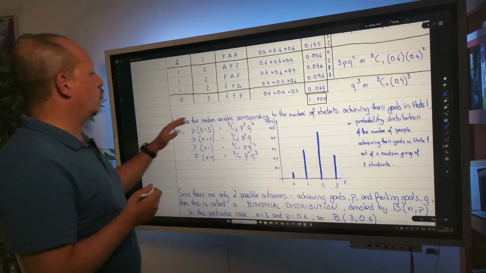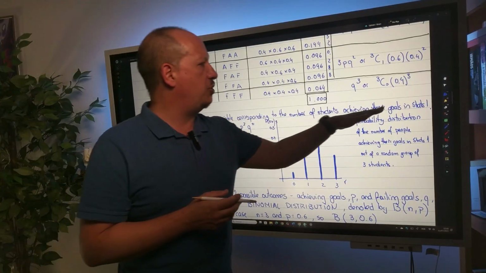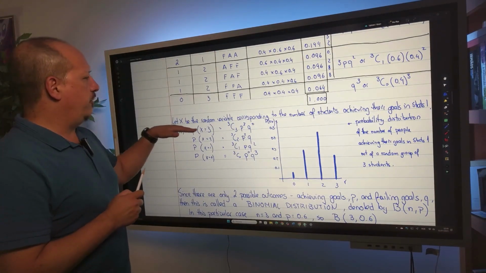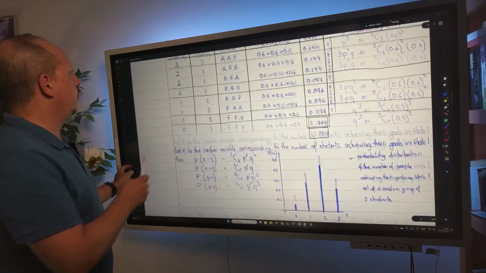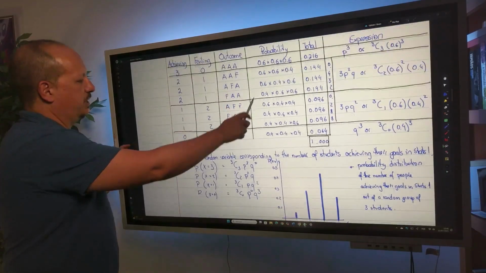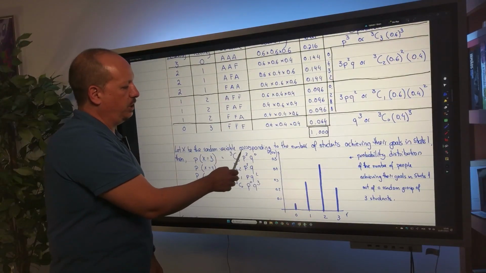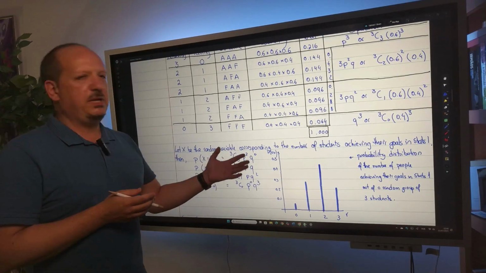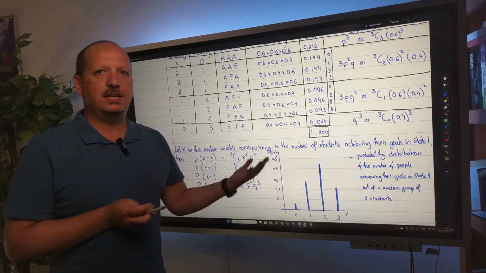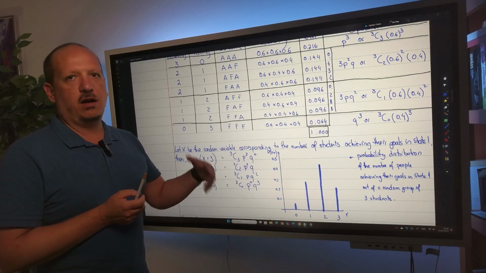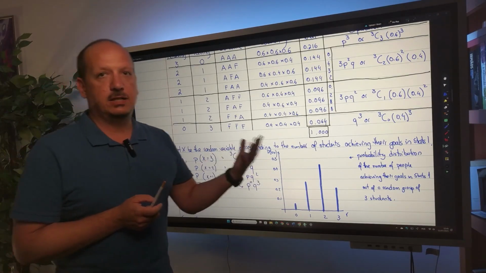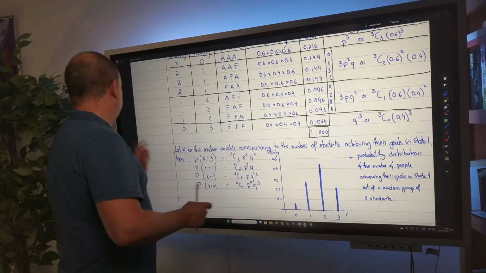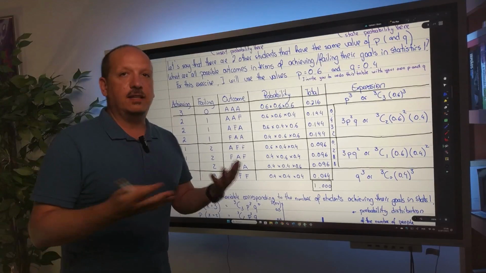So let X be the random variable corresponding to the number of students achieving their goals in statistics 1. If X equals 3, that corresponds to the first situation. So what is the outcome? It is combinations 3, 3 of probability cubed, and I'm going to call P and Q, assuming that you all know what P and Q are. P is the probability of happening, Q is the probability of not happening. So combinations 3, 3 of P cubed, Q to the power of 0. Q to the power of 0, like anything to the power of 0, is 1.